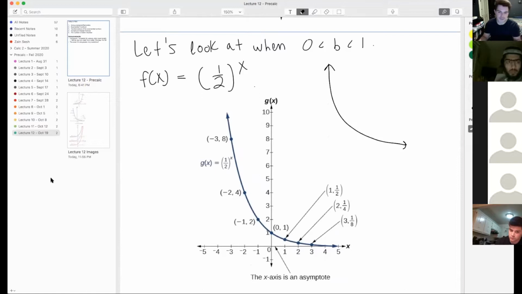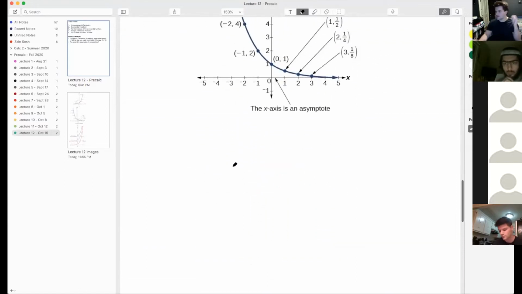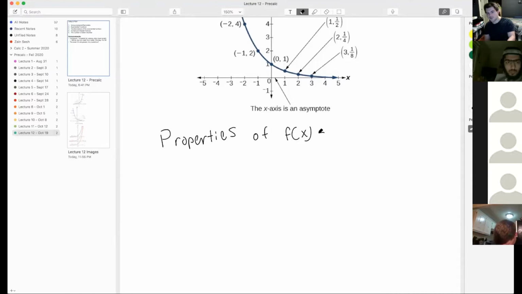Okay, good. So let me just rattle off some properties of the exponential function, just good things to know about it. Let's write properties of f of x equals b to the x. By properties, I mean where the asymptotes are, the domain, range, all those pieces of information about a function.